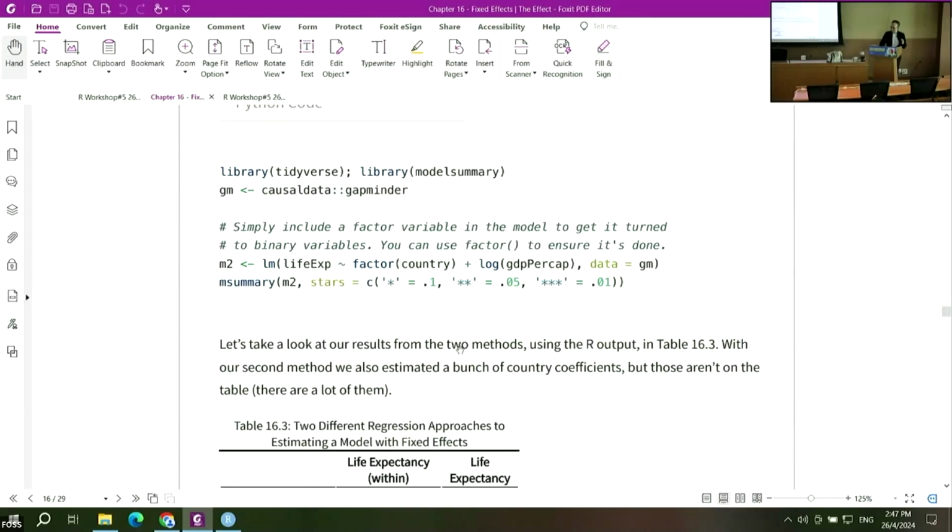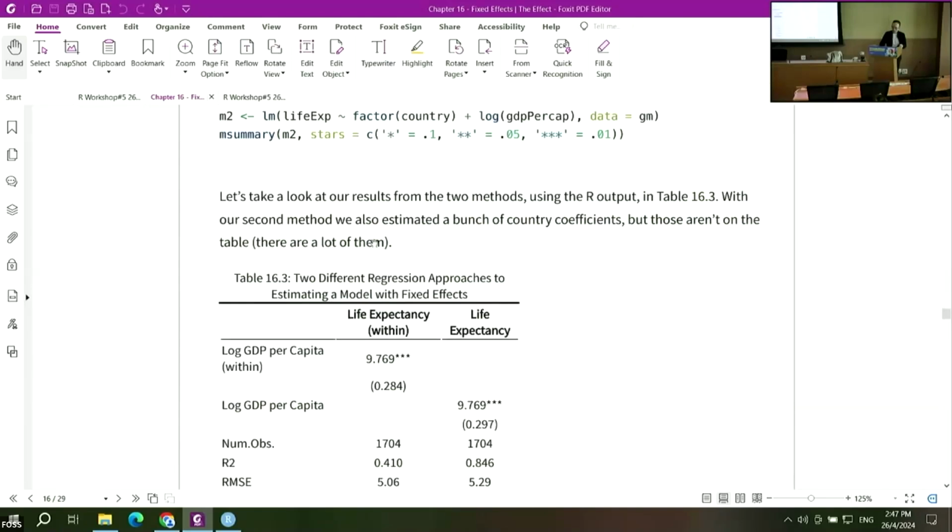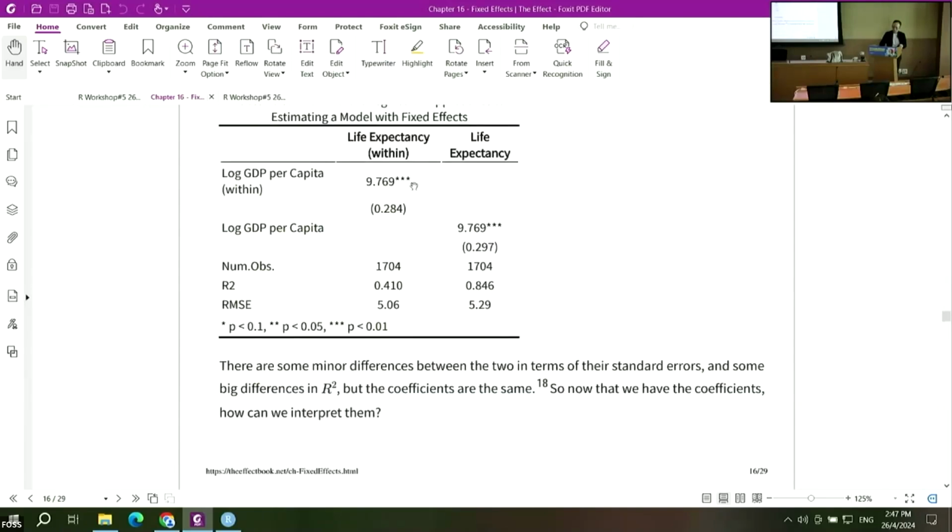But we're going to try this out using the R code, and then look at the R outputs. Again, you estimate a bunch of country coefficients, but these are in the table. There's just a lot of them, so you can look at that.